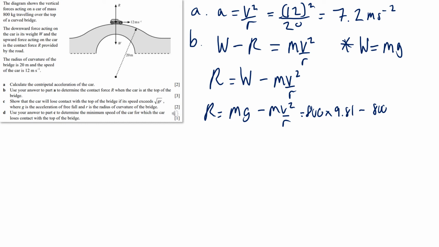Times v squared, which is 12 squared. But if you recall, we've calculated the acceleration in part A, so we can put that straight in there. I'm just writing that all out for you. So all we need to do now is put that into the calculator. Again, we want an answer to two significant figures.